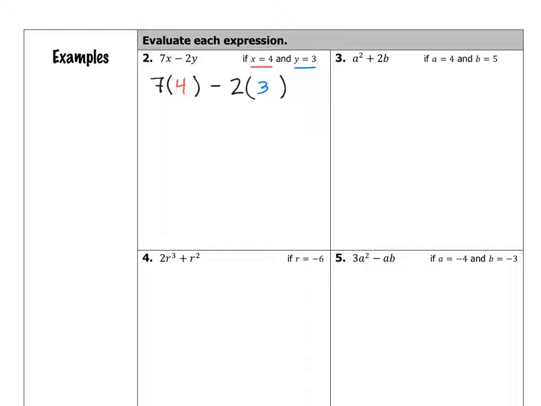So now that I have those substitutions in place, I can do the order of operations, which, if you remember, please excuse my dear Aunt Sally, or PEMDAS. I can't do anything inside of parentheses, and I have no exponents, so I can do my multiplication as my first step. 7 times 4 is 28. And I also have multiplication here. I have a negative 2 times 3, which is negative 6. And then finally, subtraction, 28 minus 6 is 22.